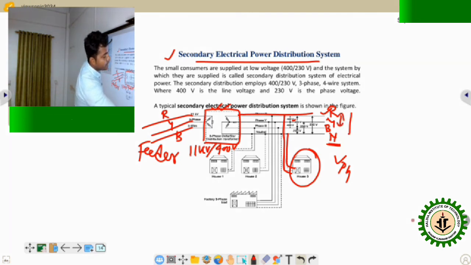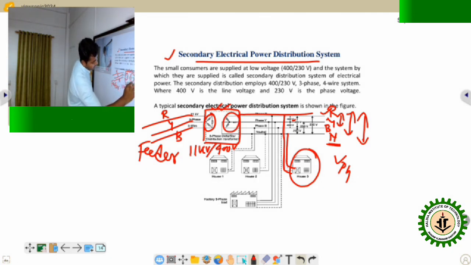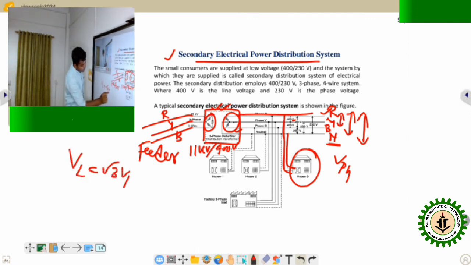How do we get this 230 volt? Because in case of star connection, we see that this transformer primary is delta connection and the secondary of the transformer is star connection. So delta star connection, secondary star. In case of star connection, we know that there is a relationship VL equal to √3 V phase. Here VL is the line voltage. So here the line voltage is how much? 400 volt. So line voltage 400 volt, and √3 V phase.